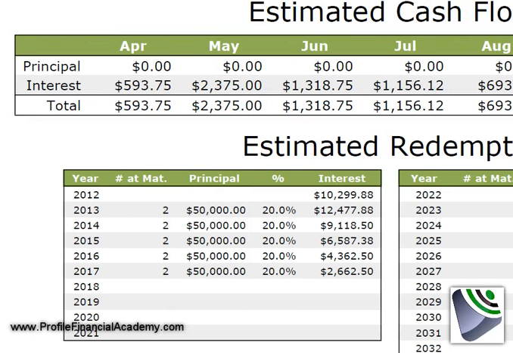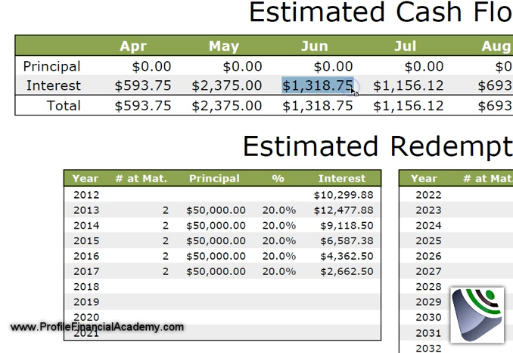But it does show you the interest income that you'll get. So for people who are living on fixed income, it's very important for them to know how much they'll be getting every month. Hopefully you're not living literally month to month, but if you are, you could do this calculation. For example, in April, it shows you that you'll get $593. In May, you'll get $2,375, and this goes on.